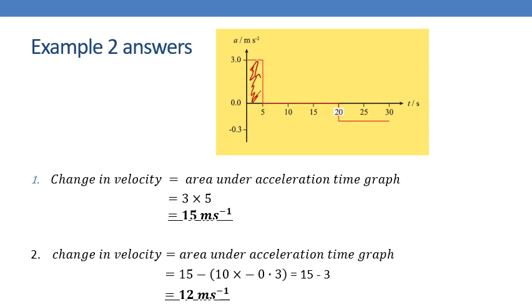It's then not accelerating, so it continues at 15 meters per second. It then slows down for 10 seconds, and we've got this bit here. This should come down to 0.3 meters per second in the opposite direction. And that's going for 10 seconds, so 10 times minus 0.3 gives us minus 3. So the overall change in velocity is 15 minus 3, which is 12.